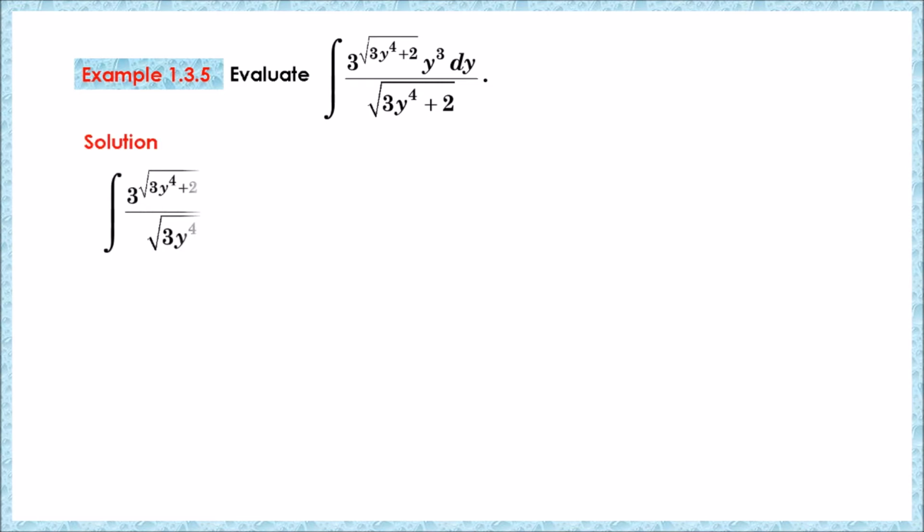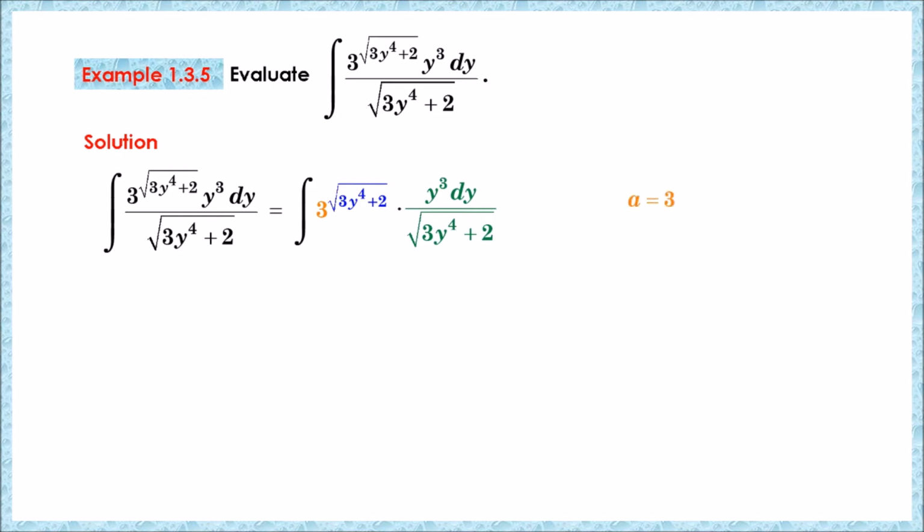Example 1.3.5. Evaluate the integral of 3 to the square root of 3y to the 4th plus 2 times y cubed dy over the square root of 3y to the 4th plus 2. Solution. First, let us express this integral in the form of the integral of a to the u du. So we have the integral of 3 to the square root of 3y to the 4th plus 2 times y cubed dy over the square root of 3y to the 4th plus 2.